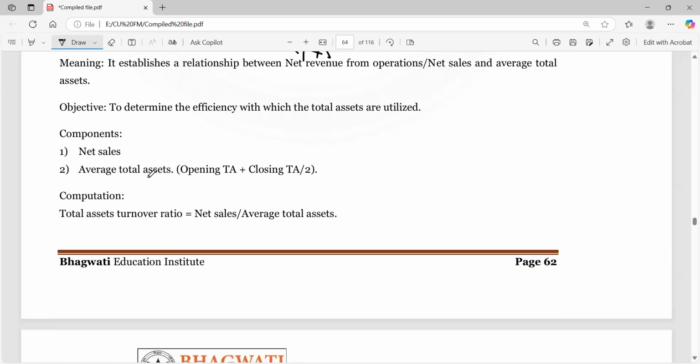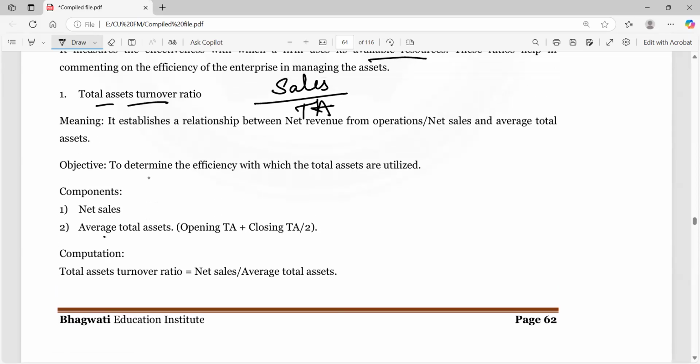Right. And one more important thing. Listen, on the denominator, we have to take the average total asset if relevant information is given in the question, which means if opening and closing total assets are given, it is better to take the average figure. Why is it necessary to take the average in the denominator? What is the logic behind that?